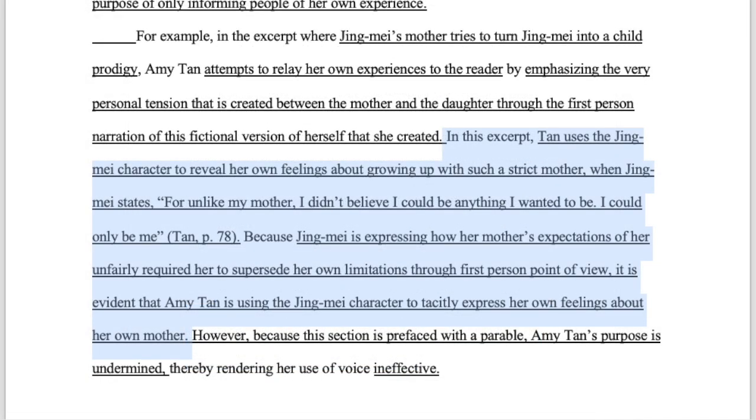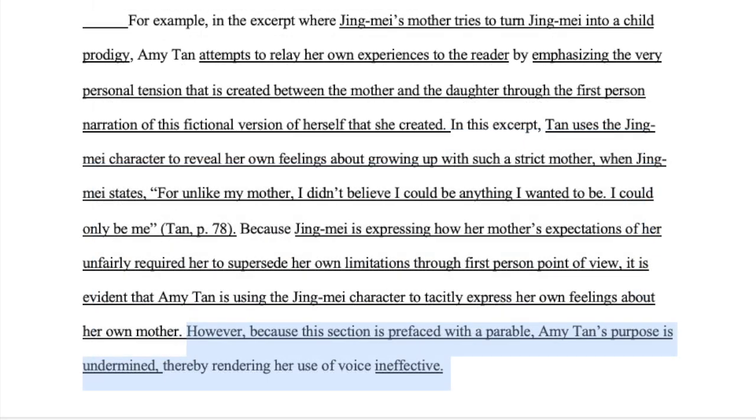I then provide my text evidence and explain how this quote proves that she is trying to tell a personal story, as the first-person narration is indicative of Amy Tan speaking for herself through the fictional character of Jing Mei. Then I restate my original claim, indicating that the use of parables goes against this purpose. So this paragraph essentially provides a concrete example that proves what I said in the previous paragraph.